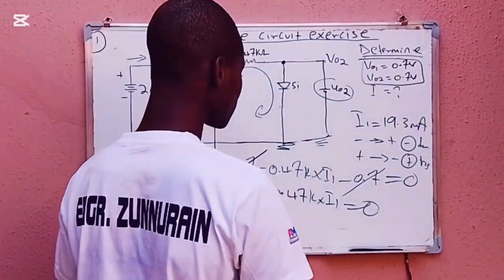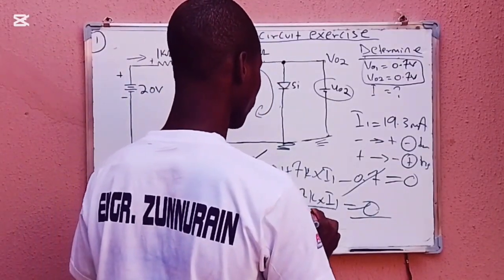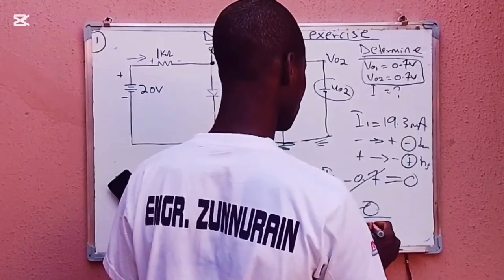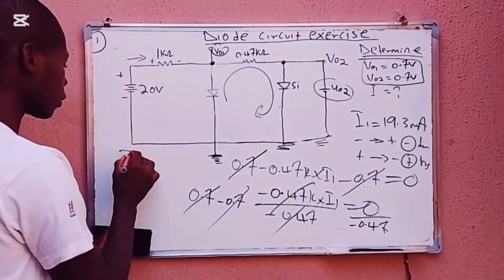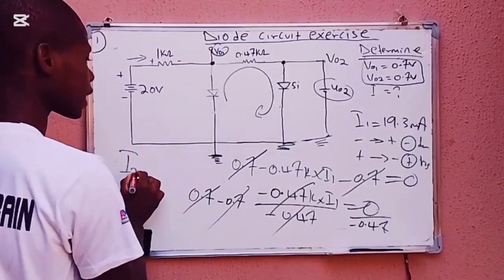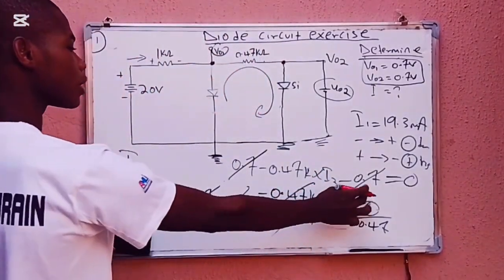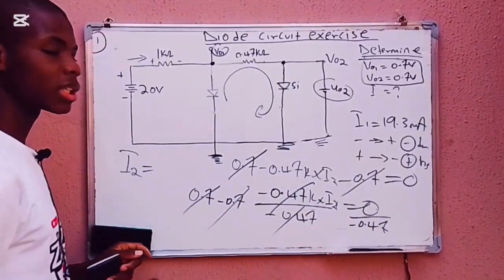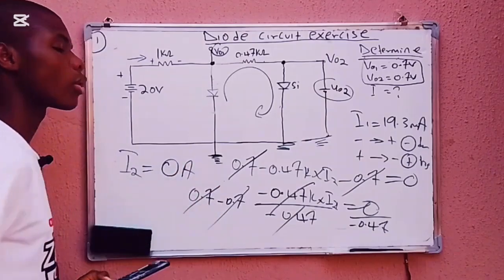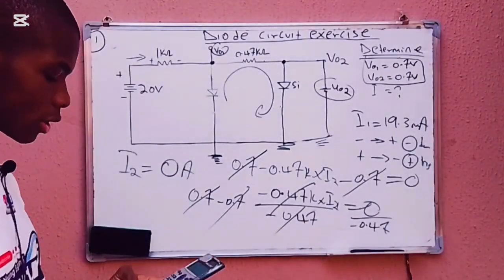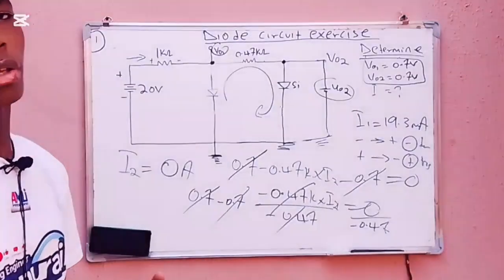So the next thing that I'm going to do, I have to divide both sides by negative 0.47. So this should now delete with this, and I will end with the current I2. 0 divided by this will definitely give me 0, so this should now be 0 amps of current. So 0 divided by negative 0.47 shall now become 0.